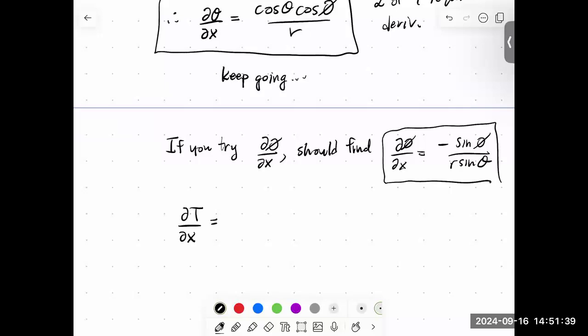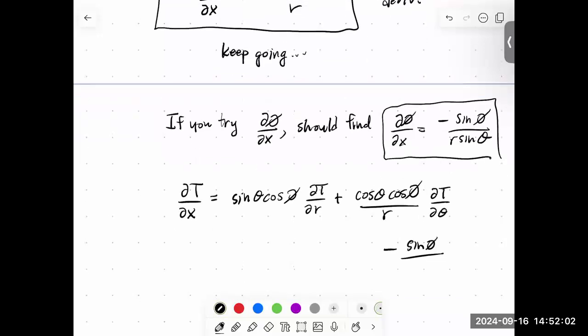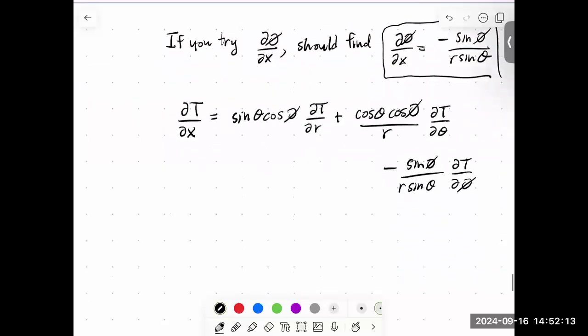the x derivative of t, when t is expressed in spherical coordinates, is sine theta cos phi dt dr plus cos theta cos phi over r dt d theta minus sine phi over r sine theta dt d phi. And that's just the x derivative. Still need dt dy to be said, and I'm not going to do that. I'm not even going to write down the answers for you.